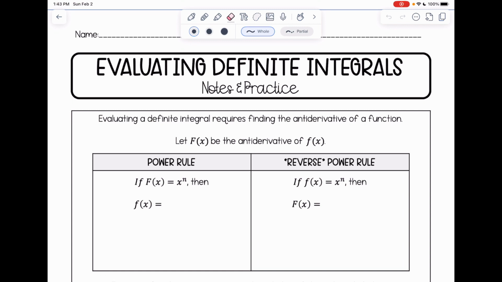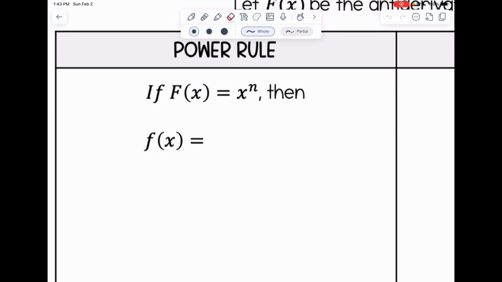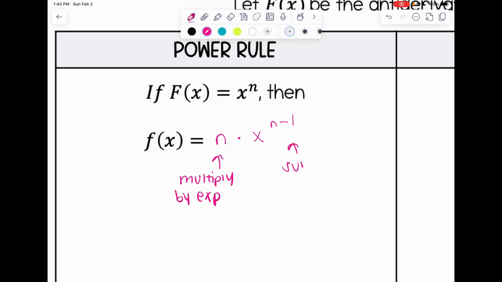So previously in calculus, we've learned the power rule, which was how we take the derivative of a polynomial function. So if capital F of x equals x to the n power, and we want lowercase f of x when we're finding the derivative, what we've learned is we would bring the exponent down, multiply it by whatever the coefficient is, times x to the n minus 1 power. So basically, again, we multiplied by the exponent, and then we also subtracted 1 from the previous exponent.